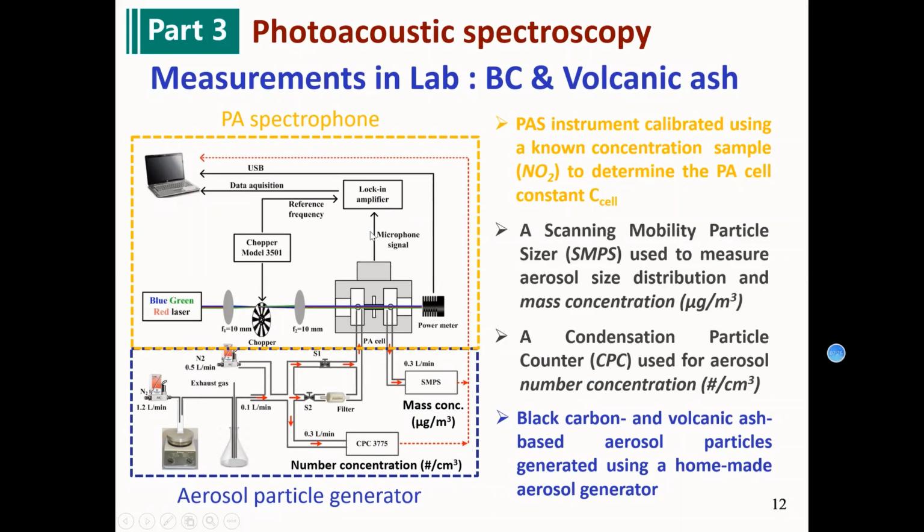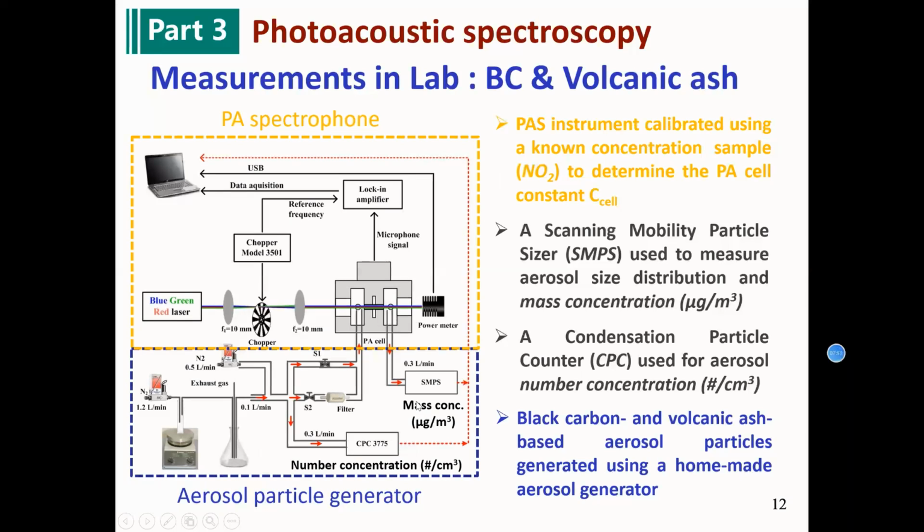And in the lab measurement, we measured the light absorption of black carbon and volcanic ash. This figure shows the system schematic of the measurement of black carbon and volcanic ash. The top is the developed photoacoustic spectrophone. Before measurement, the photoacoustic spectrophone should be calibrated using a known concentration of NO2 to determine the photoacoustic cell constant.